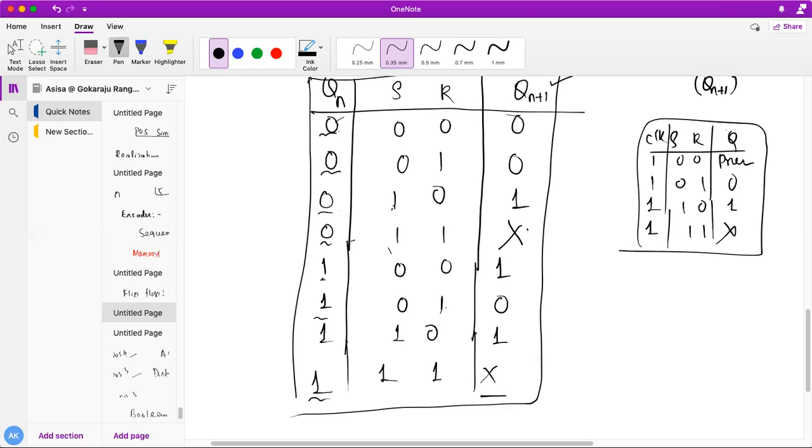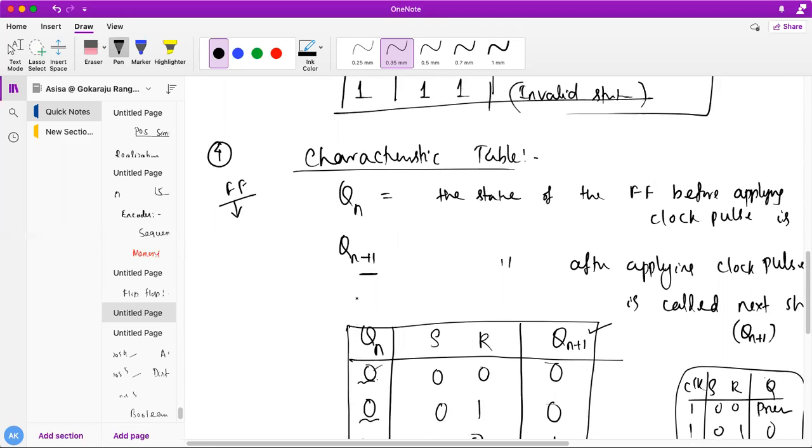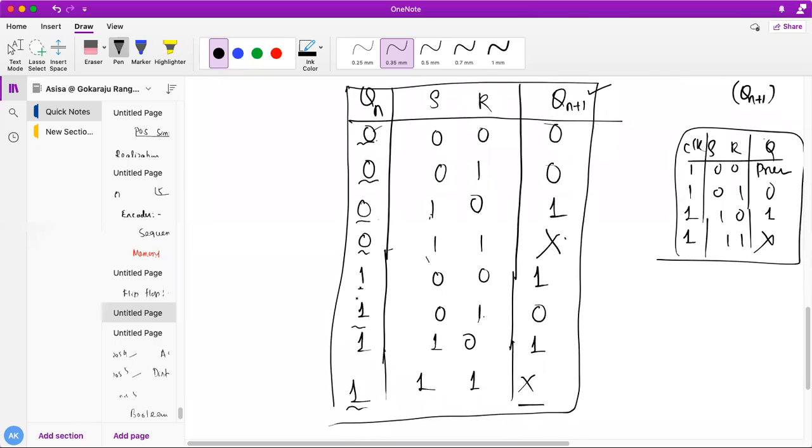Okay, so this is the thing. Now this is the characteristic table. What does the characteristic table tell? It tells about the relationship between the present state and the next state. So these are my present states. If I apply these S and R values, how will I get the next state? SR 0 0 means it holds. It holds means whatever the present state, in the next state it also holds.